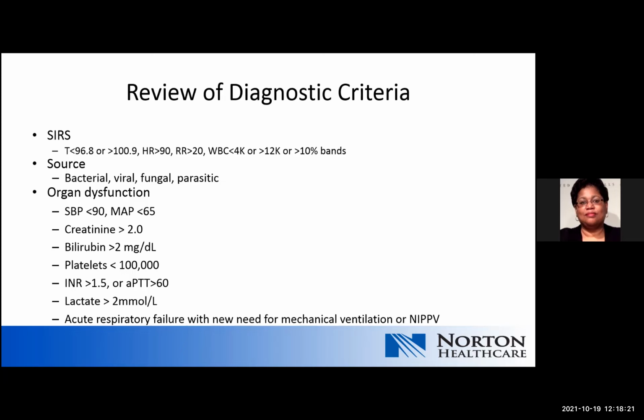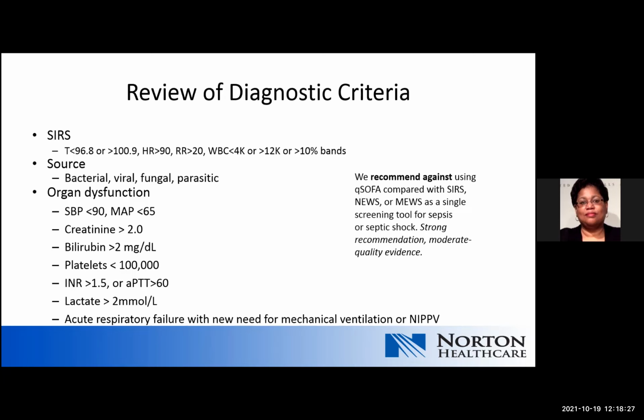And another thing that I want to point out here is in relation to the SIRS criteria. Yes, okay, I did add this little bubble on here. This was another piece that had come out with the 2021 update, that the Surviving Sepsis Campaign recommends against using qSOFA compared to the other screening tools as a single screening tool for sepsis or septic shock. So what they're saying is, again, like I just mentioned, we can't use this in just a silo. We can't look at just the SIRS criteria.